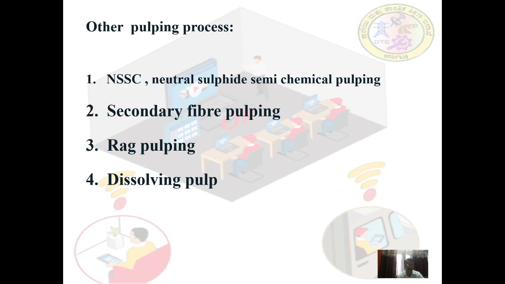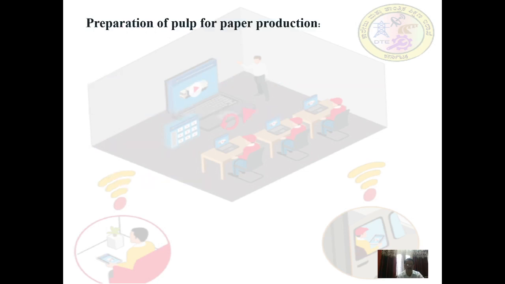Next we will discuss preparation of pulp for the production of paper. To get the desired properties of finished paper such as proper surface, opacity and strength, the pulp must be prepared before formation into paper by two processes: beating and refining.